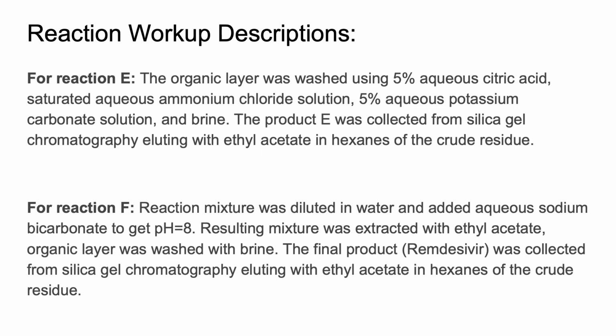On this slide, I'm going to talk about reaction workup. First, starting with reaction E. They diluted the reaction mixture with 100 milliliters of ethyl acetate. Then the organic layer was washed with 40 milliliters of 5% aqueous citric acid solution. They kept washing it with another 40 milliliters of saturated aqueous ammonium chloride solution. And then they washed it 2 times, 40 milliliters each time, with 5% aqueous potassium carbonate solution. And lastly, they washed it with 40 milliliters of brine.